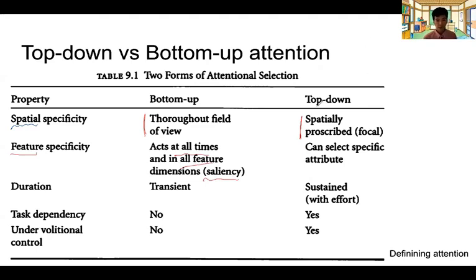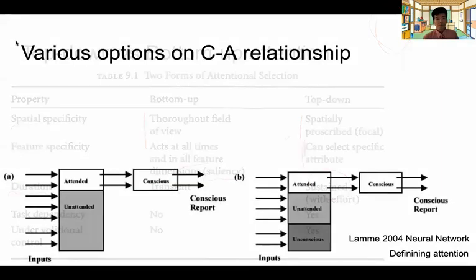In the case of top-down control, you can select a specific feature. Like here, you can attend to the red thing, and that automatically enhances the red thing over there and there and there, as well as this part. Duration-wise, bottom-up is usually captured only transiently, but top-down attention you can sustain by effort. And then there is task dependency, which is task relevance and some volitional control and so on.